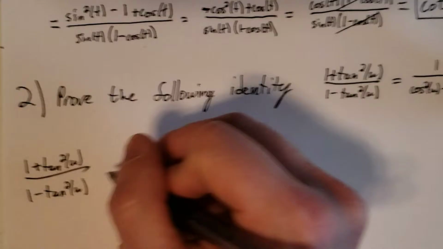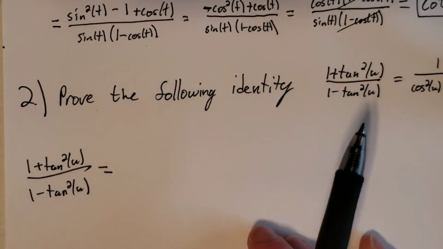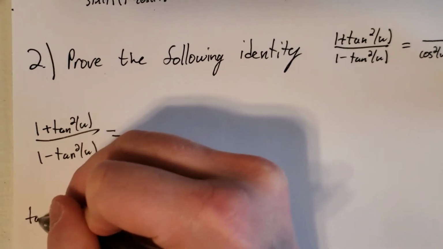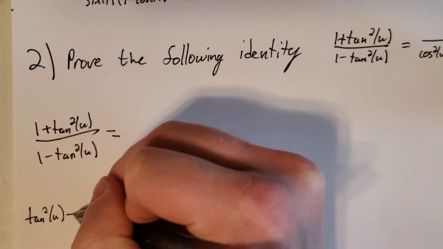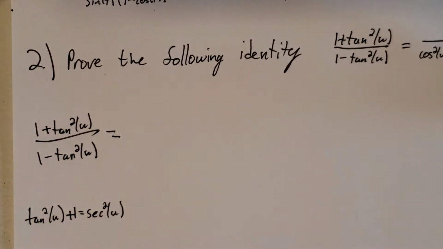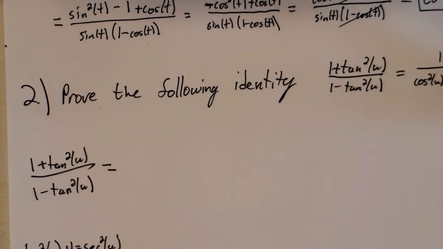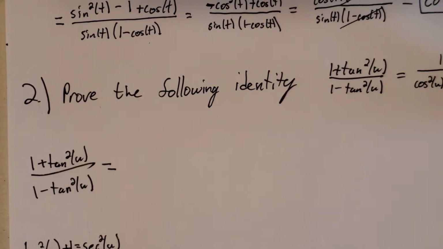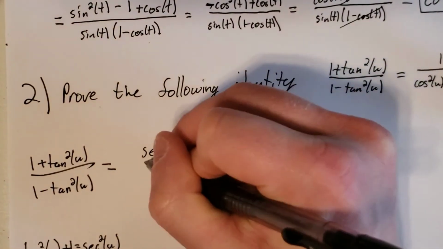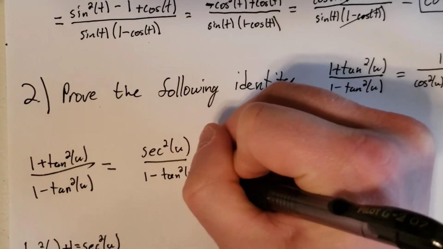And what can we do? Well, we have another Pythagorean identity here, which I'll write down. And that is that tangent squared of u plus 1 is equal to secant squared of u. So we're going to use that Pythagorean identity up here with the numerator. So 1 plus tangent squared is secant squared. So this becomes secant squared of u over 1 minus tangent squared of u.